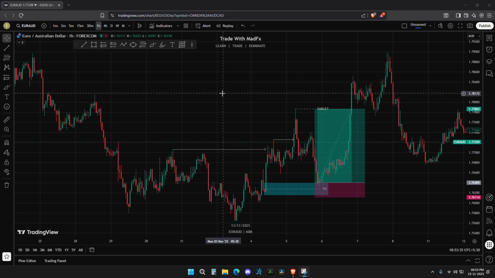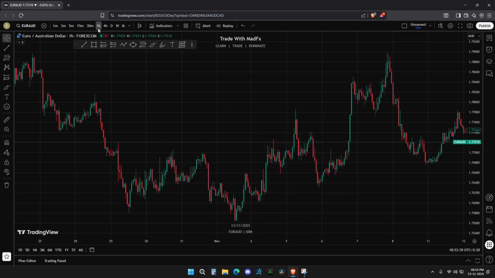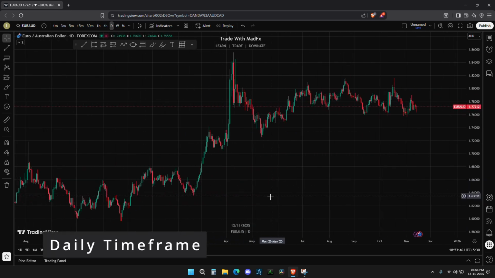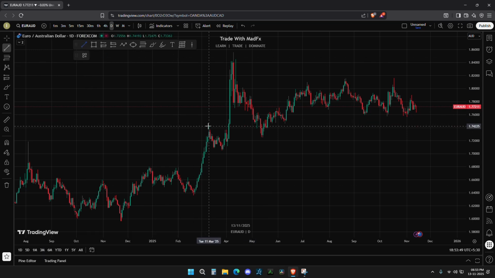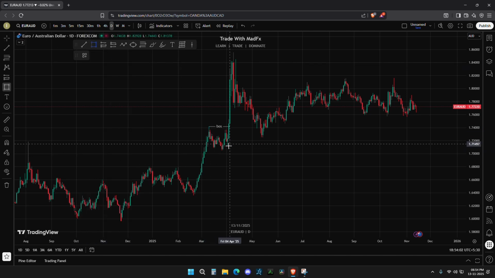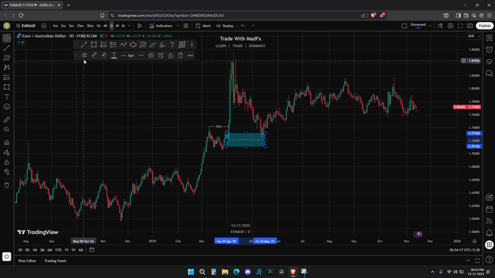Alright, let's delete all these drawings first and start with a daily chart to understand why I was interested in the first place. Always start your analysis with a bigger time frame. Daily looks very bullish as of recently, and this was the most recent bullish break of structure. After the break of structure, it came back to this daily demand zone.